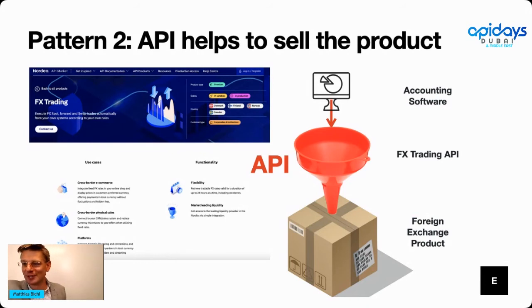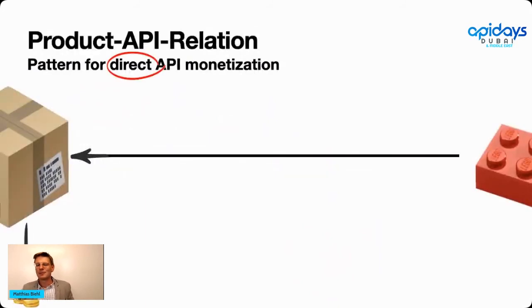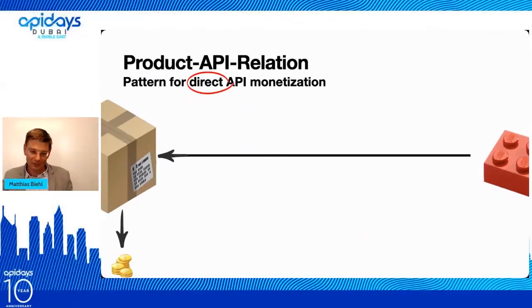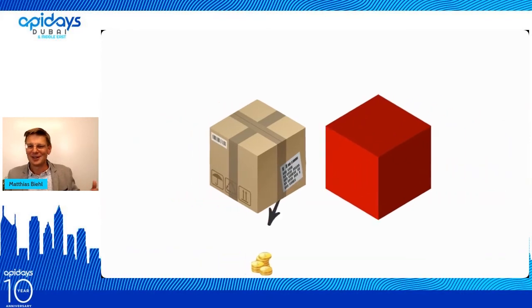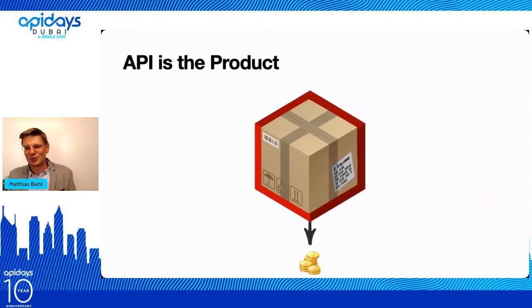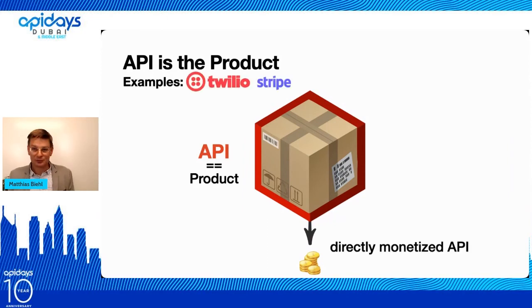So what I'm going to look at now is the last option for monetization, and that's direct monetization. You probably already know direct API monetization. In direct API monetization, that's what you have in banking as a service or embedded banking. There, the API is actually the product. API and product are identical, and therefore I can directly monetize it. This is done, for example, by companies like Twilio or Stripe.